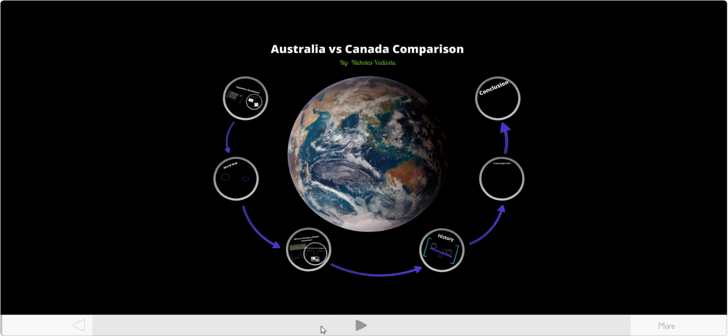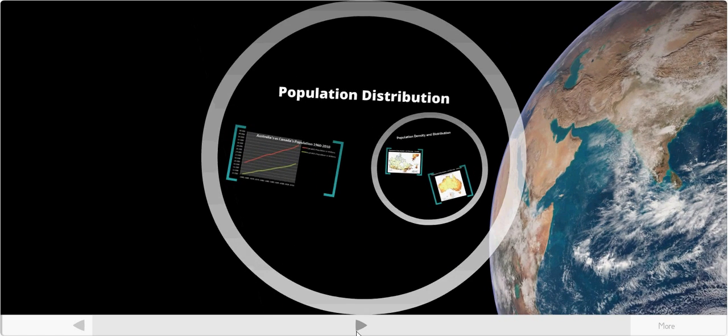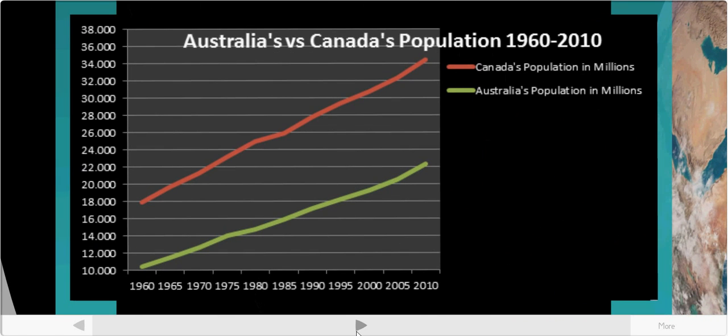Australia versus Canada comparison by me. Population distribution. Australia versus Canada's population, 1960 to 2010. As you can see, Canada has a larger population and a faster growth.